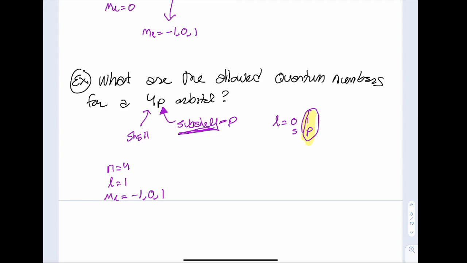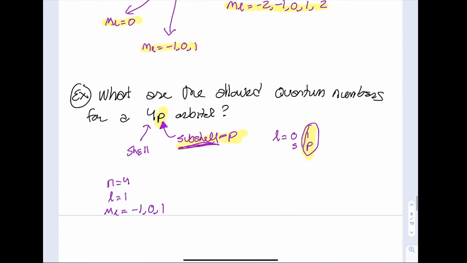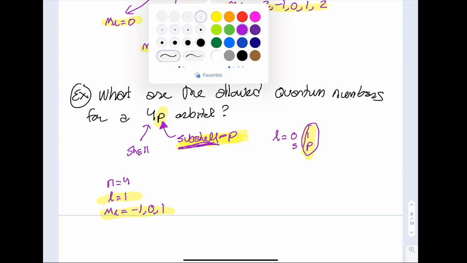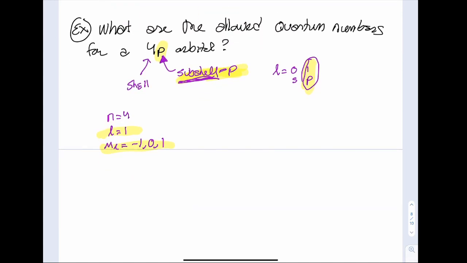So just be careful. Am I giving you a subshell in the problem, or am I only telling you the shell? Right? If I'm only telling you the shell, then we have all of these possibilities, and then we have a different set of values for M sub L for each subshell. If I'm giving you a very specific subshell, I only have one subshell, so I'm only going to have one set of values. M sub S is always -1/2 or +1/2, which is why we're not including them here in this problem.